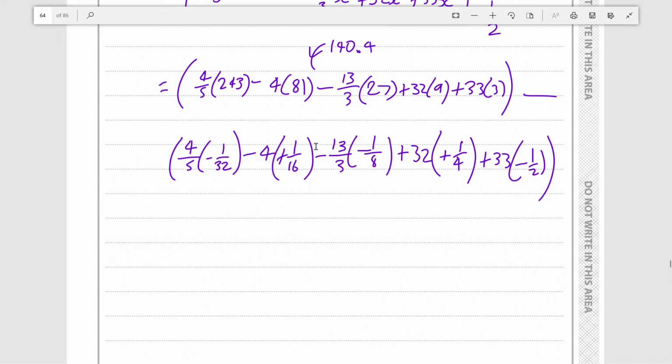And then next, we have this expression down here. So we want to find this first. So 4 over 5 times minus 1 over 32 is equivalent to minus 0.025, quite the small number. And then minus 4 times positive 1 over 16, so minus 4 over 16, that's minus a quarter, and you get minus 0.275.